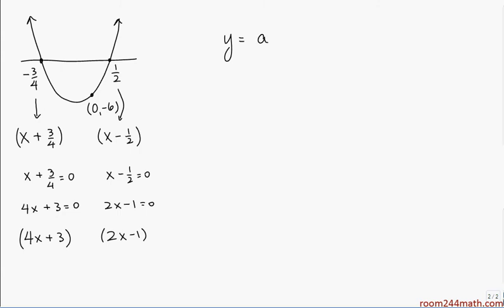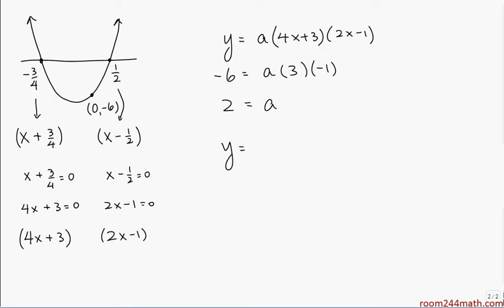So we could then say, all right, this quadratic function is y equals a times (4x plus 3) times (2x minus 1), and then plug in the point 0, negative 6. 4 times 0 is 0, so you get 3, and 2 times 0 is 0, and you get minus 1 there, and then divide both sides by negative 3 to get positive 2. So the equation of this parabola is y equals 2 times (4x plus 3) times (2x minus 1).